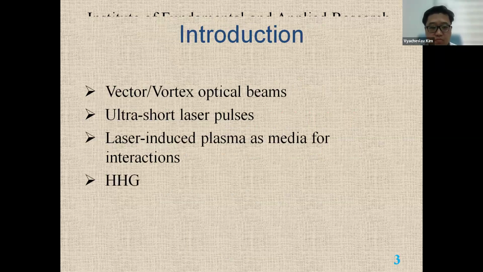The topic of my presentation consists of many parts. We will speak about vector vortex optical beams. We will need something called ultrashort laser pulses. The third part is laser-induced plasma as a medium for interactions. And the fourth part is the main topic: high-order harmonic generation. By using this process, we obtain these XUV extreme ultraviolet beams.